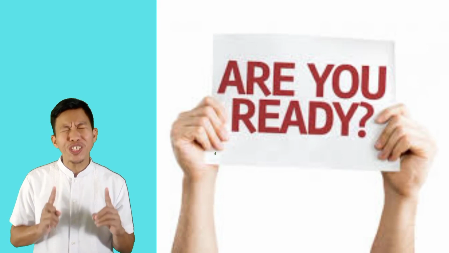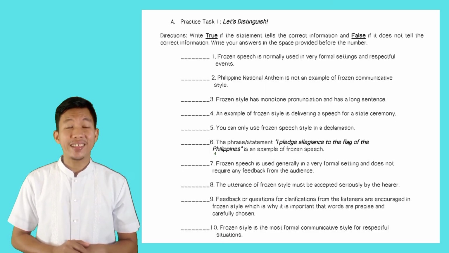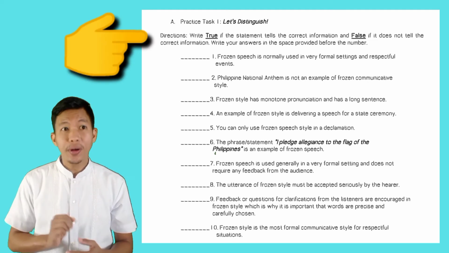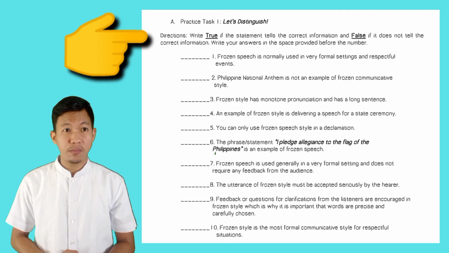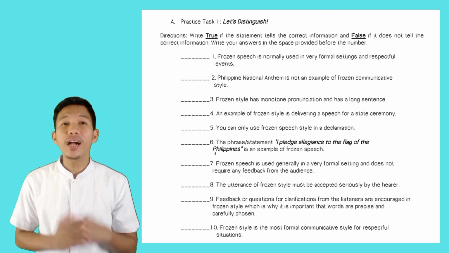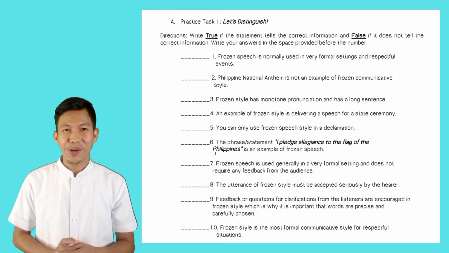Now, you have an idea on what frozen speech style is, what the formats to be used are, and its examples. This time, my dear students, kindly get your paper and pen and be ready for our first activity that will be found on page 2 of your LAS entitled Let's Distinguish. In this part, you are going to write true if the statement tells the correct information and false if it doesn't tell the correct information. All you have to do is to write your answers in the spaces provided before the number.